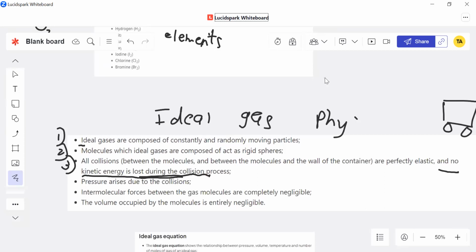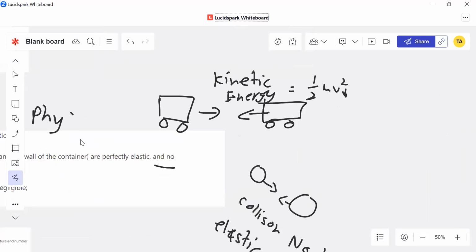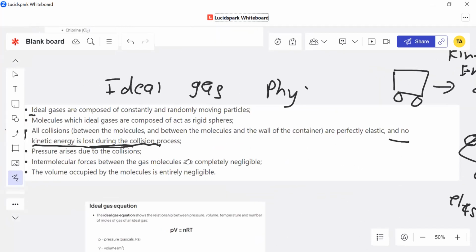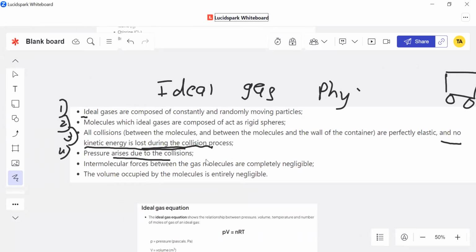Okay, so the fourth rule is that pressure arises due to the collision. So when an ideal gas molecule collides, the pressure of the container would increase, because they will collide and move back and hit the walls of the container. This will cause an increase in pressure. So pressure arises due to the collisions. And this rule is also very important, that intermolecular forces between the gas molecules are completely negligible.